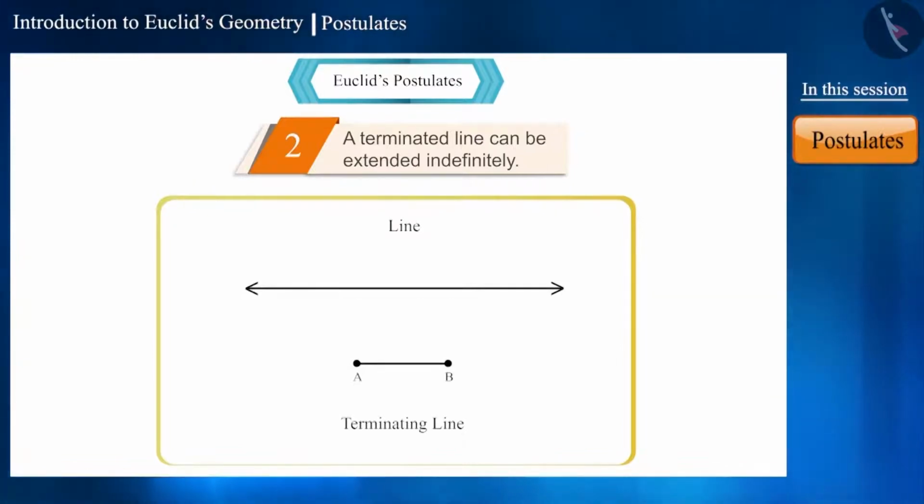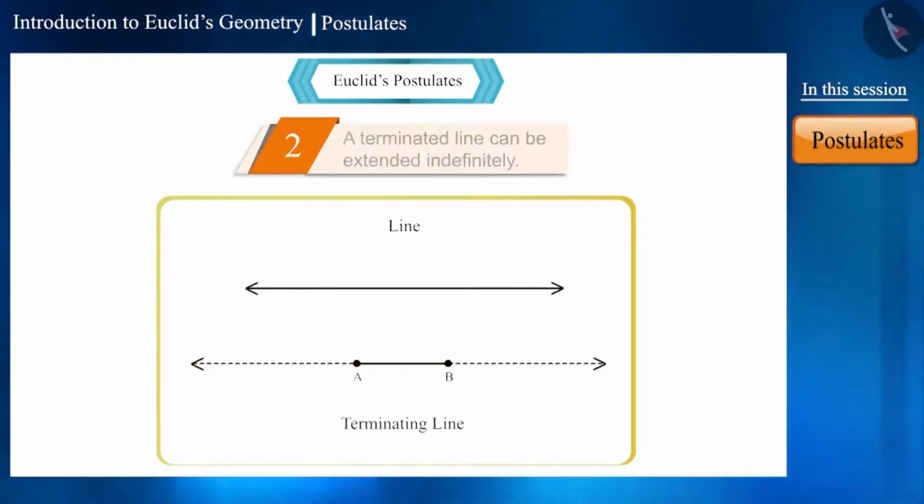According to Euclid's postulate, a line segment can be extended indefinitely. That is, it can be seen as a line by extending it from a small line segment to a larger line segment, or by extending it like this. This means a small line segment can be converted into a line.